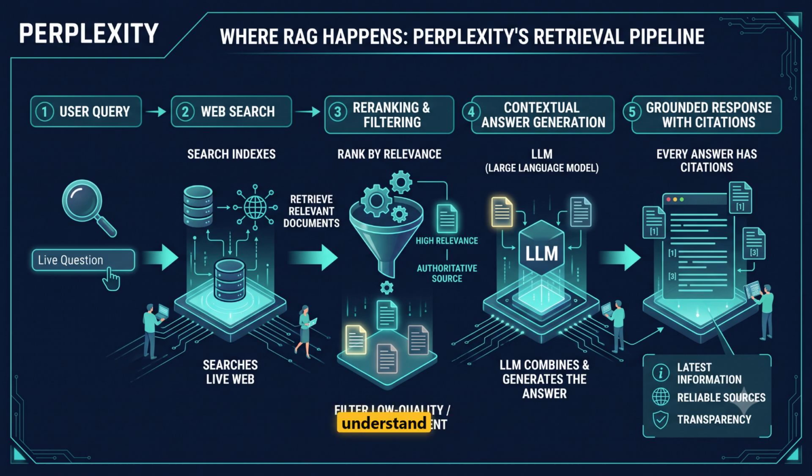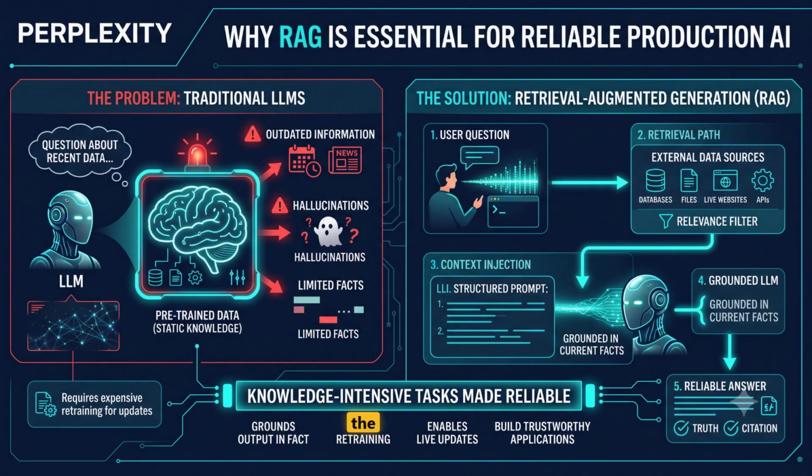Now let us understand why this was the only right engineering choice. Look at the red box on the left, labeled the problem. Traditional LLMs. Asking an ungrounded model for live facts is like asking an open book student to take an exam with their eyes closed. No matter how high their IQ is, they are forced to guess. When you rely solely on pre-trained static knowledge, your system degrades into outdated information, wild hallucinations, and severe fact limits, leaving you with expensive retraining as your only fallback.